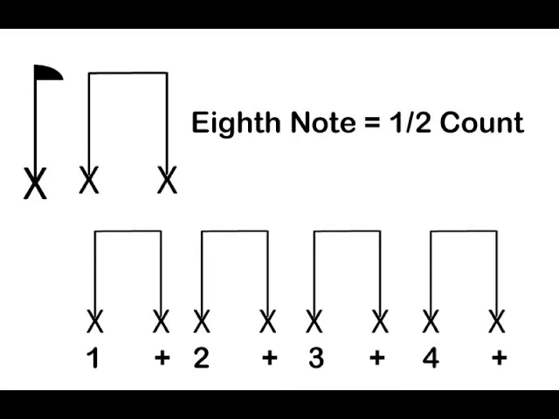The last note we will study is the 8th note. If we have just one 8th note, it looks like an X with a stem and a flag attached to the top of the stem. If we have 2 or more 8th notes, we usually tie them together with a bar. The 8th note gets half a count.